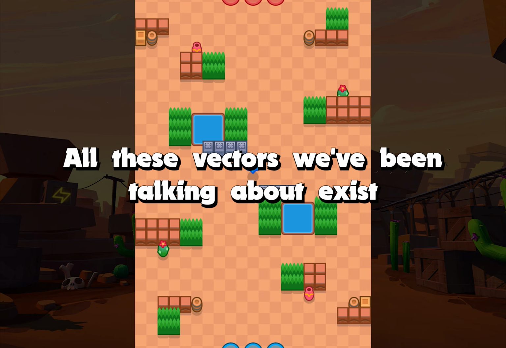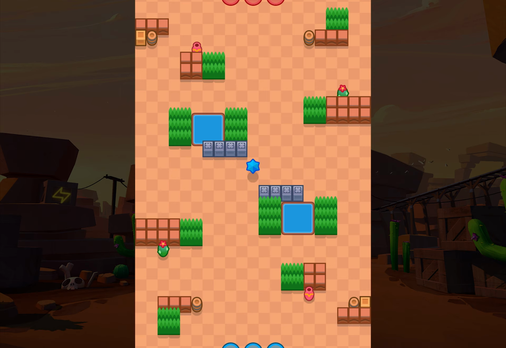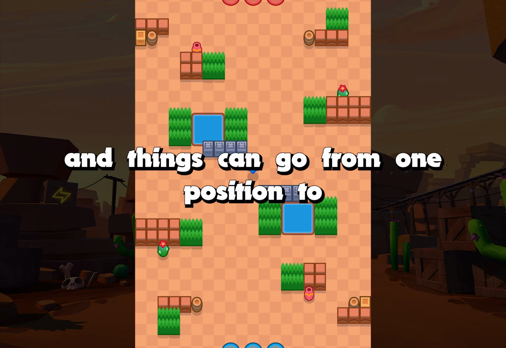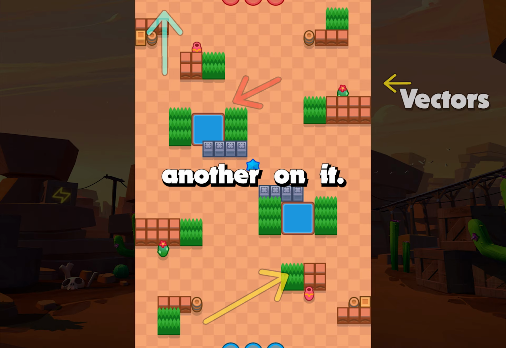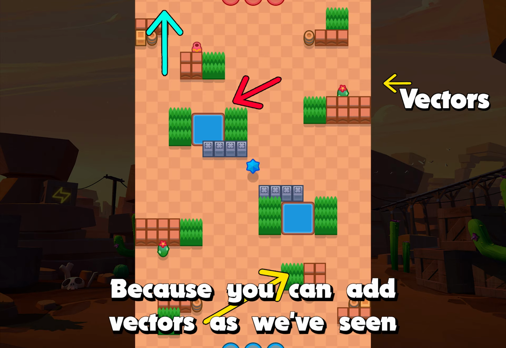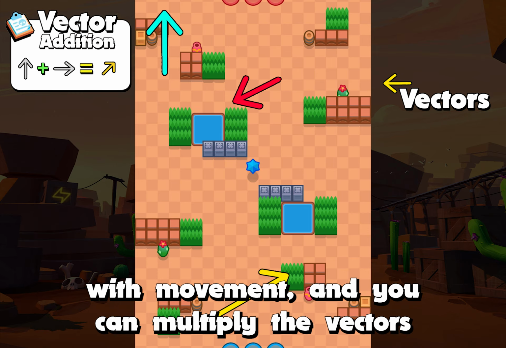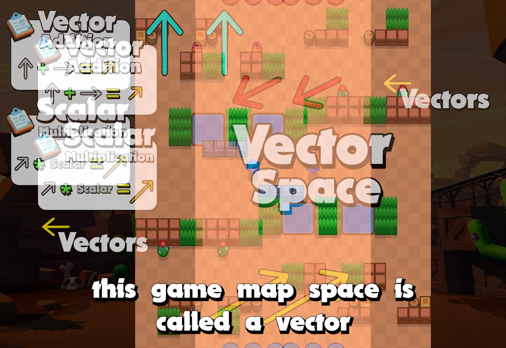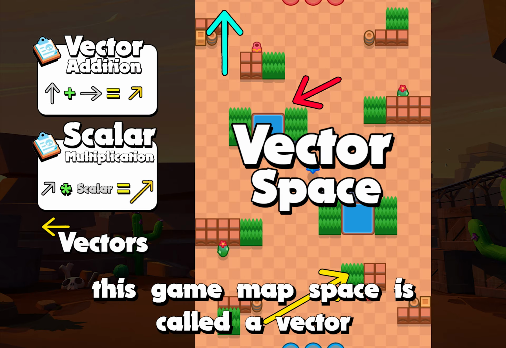All these vectors we've been talking about exist within the same space. This space is the game map. All the vectors can exist on the map, and things can go from one position to another on it. Because you can add vectors, as we've seen with movement, and you can multiply the vectors by scalars, as we've seen with Mandy's projectile, this game map space is called a vector space.